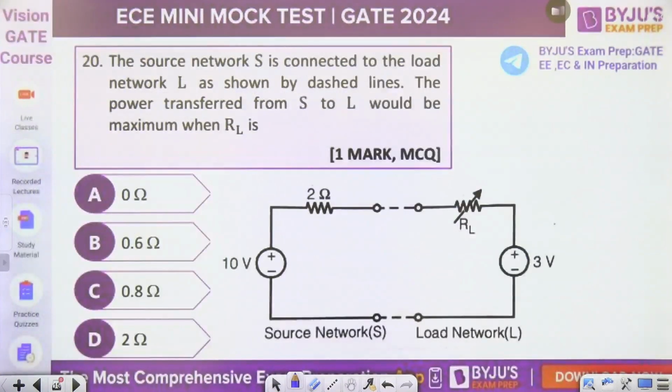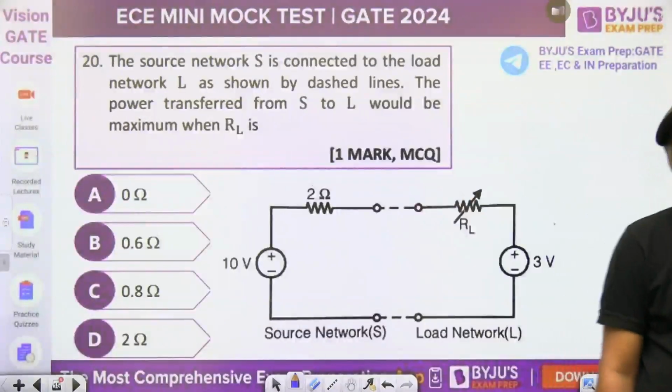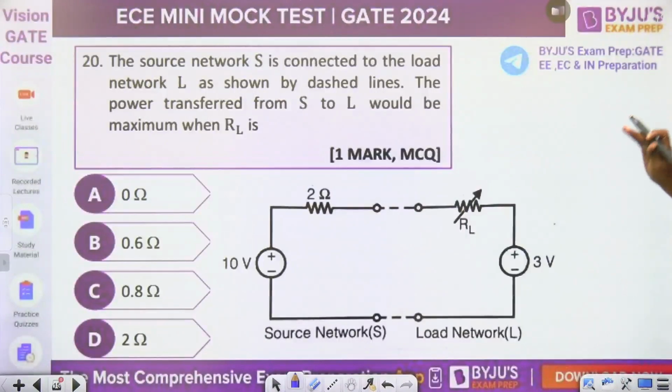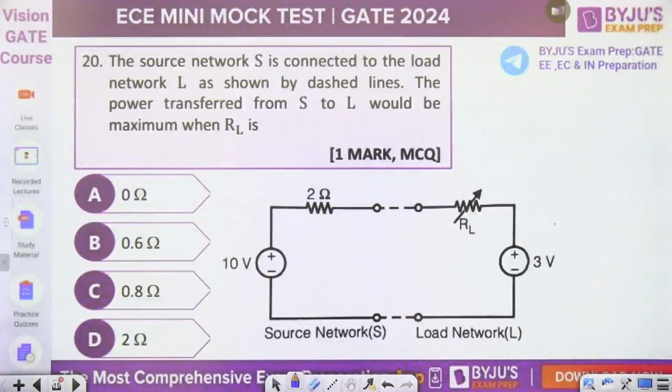Now these are questions from network, guys. Question from network, second subject. The source network S is connected to the load network. This is the source network. This is connected to the load network.